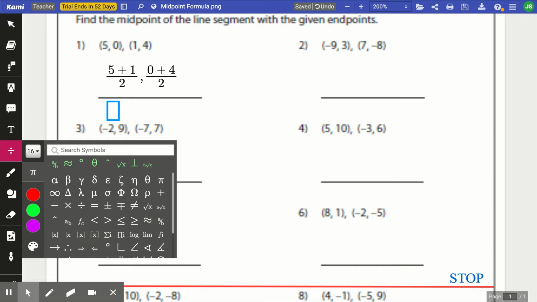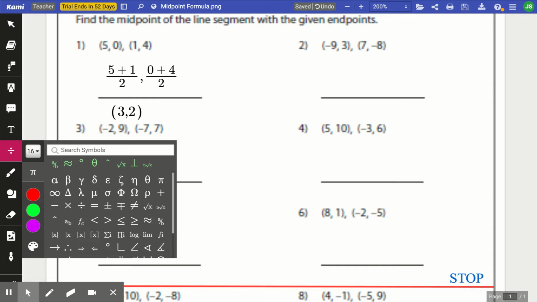So 5 plus 1 is 6, and 6 divided by 2 is 3. These are coordinates, so I am going to put those in parentheses. And then 0 plus 4 is 4, and 4 divided by 2 is 2. So my midpoint coordinates are right here, (3, 2).